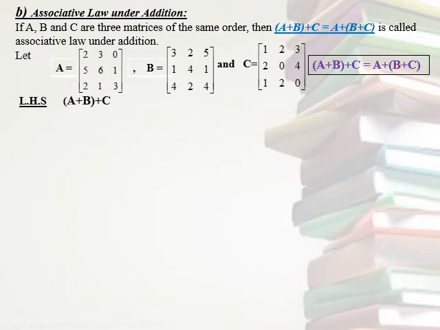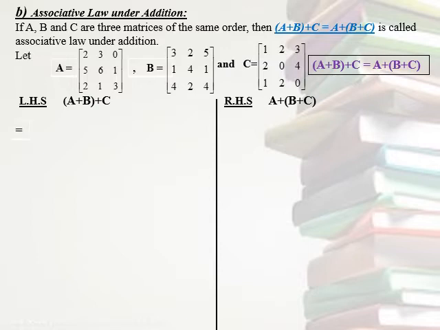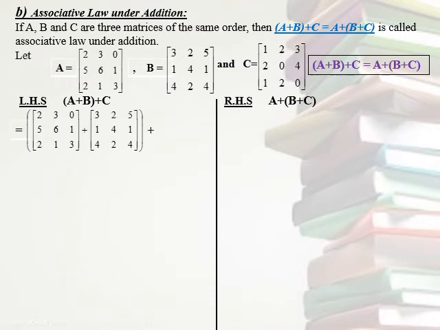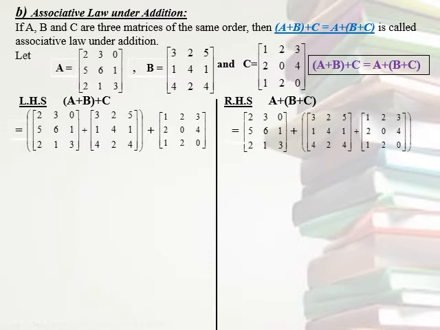As you can see, this is the left hand side of this equation and this is the right hand side of this equation. On the left hand side I'll write matrix A plus matrix B in brackets, then the plus sign and then matrix C. And on the right hand side I'll write matrix A, then the plus sign and then bracket starts matrix B plus matrix C brackets end. You need to keep in mind that the answer of the left hand side should be equal to the answer of the right hand side.